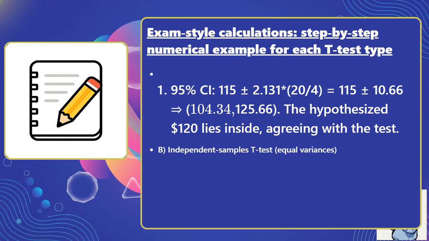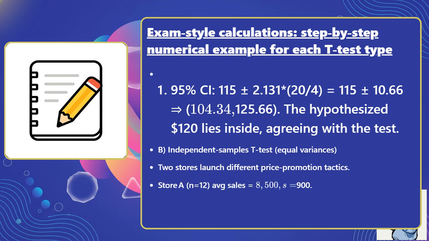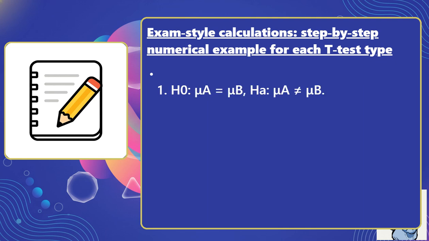B. Independent samples t-test with equal variances. Two stores launch different price promotion tactics. Store A, sample size 12, average sales $8,500, s equals $900. Store B, sample size 15, average sales $7,800, s equals $850. Test if means differ, alpha equals 0.01. 1. Null hypothesis: mu A equals mu B. Alternative hypothesis: mu A not equal to mu B.